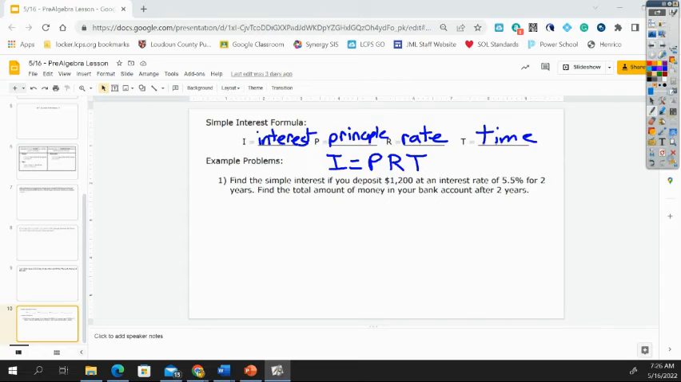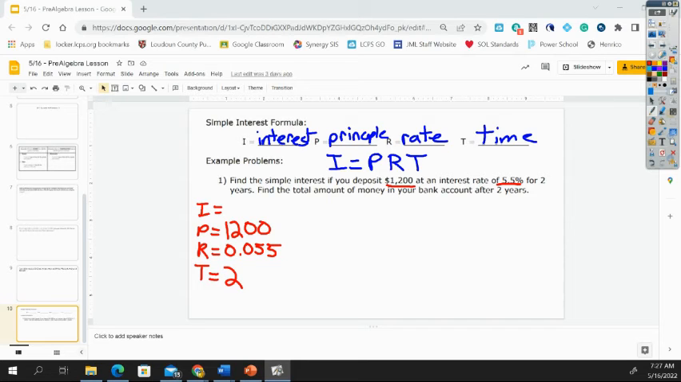If I looked at this problem, before I do anything, I always write down what I, P, R, and T equal. I'm going to be missing one of these letters, and I'm going to have to solve like an equation to find it. So it says, find the simple interest if you put $1,200. So that's my principal, the original amount, in a bank account for 5.5 years. That's my rate. Let me turn it to a decimal, 0.055. Make sure you're dividing all your percents by 100. And then finally, the time, it says 2 years, so I don't have to worry about doing any weird fractions. I can just write down 2.